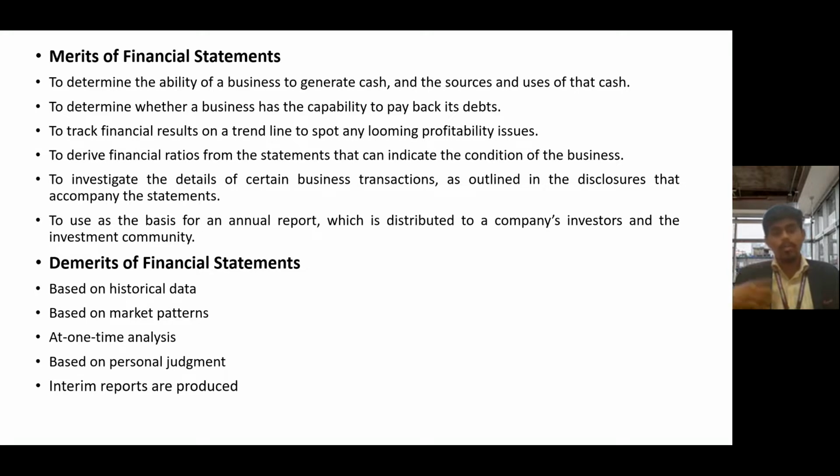Whoever prepares the financial statements can disclose the financial or business transactions based on their personal judgment. At certain times, malpractices or any kind of fraud can happen. And next, interim reports are produced from these financial statements. In between, while running the business within a year, we can produce the report also. So these are the major demerits of financial statements.